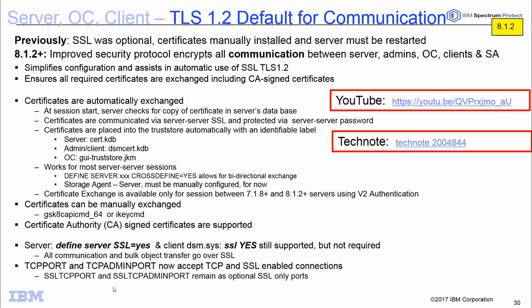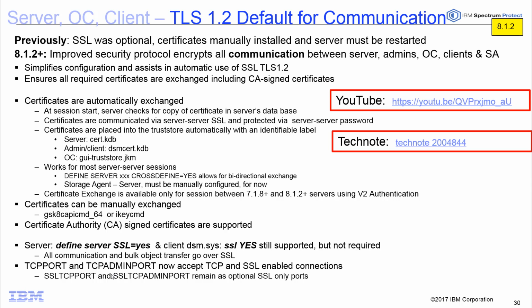What we're setting up by default is only for the communication. If you want to also encrypt the data that's flowing across, you can set up on the server the define server SSL equals yes, and then in the client dsm.sys file, you would set SSL yes. So this is supported, and now you will not only be encrypting communication, but you'll also be encrypting all of the block objects, and those will also go over SSL. When it comes to the ports that this communication occurs on, we are now using the default TCP port and TCP admin port to utilize that both for TCP and SSL.